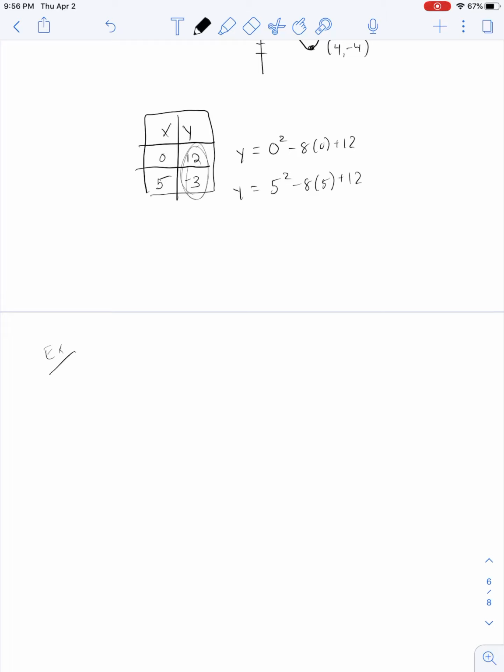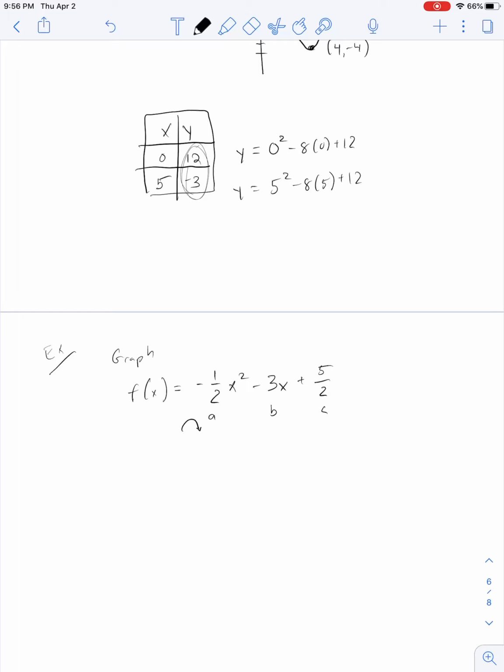How about we do this time? What would be a good one? How about I want you to graph, let's go with f of x equals negative 1 over 2x squared minus 3x plus 5 over 2. Right, so we're going to have to do the same thing. Let's identify A, B, and C.